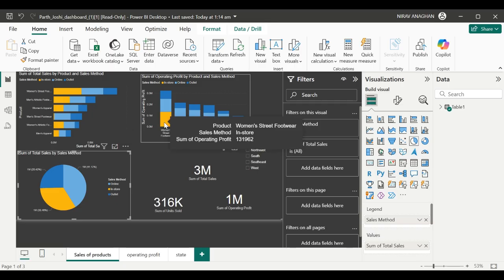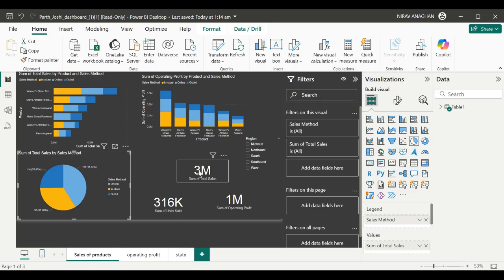Third is the sum of operating profit by product and sales method. This shows the profit by sales method. The highest sum of operating profit is in women's street footwear, and the lowest is in men's apparel. Also in women's street footwear, the highest sales method is in store.